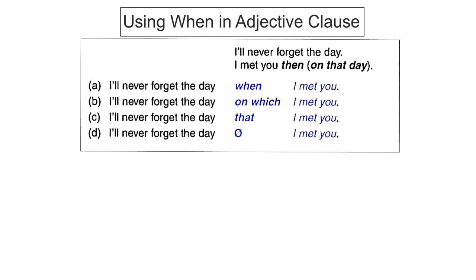Now we'll continue to the topic of using when in adjective clauses. When is used in an adjective clause to modify a noun of time, such as year, day, time, century, and so on. The use of a preposition in an adjective clause that modifies a noun of time is somewhat different from that in other adjective clauses. A preposition is used preceding which, as in B. Otherwise, the preposition is omitted.